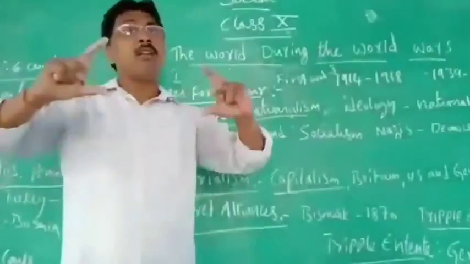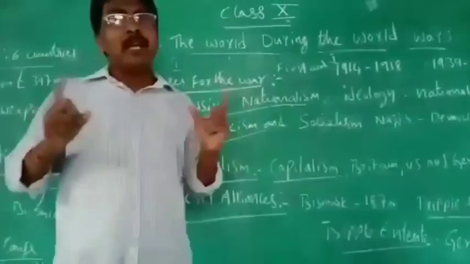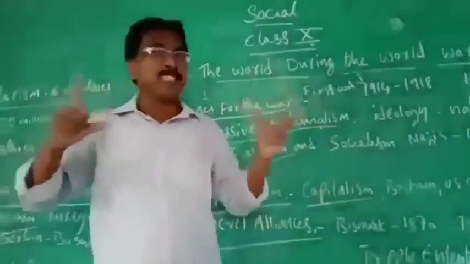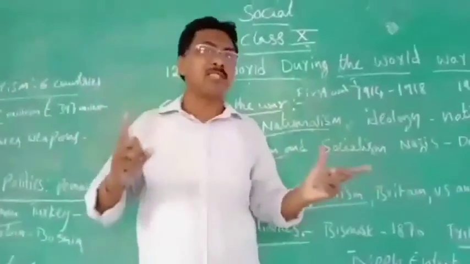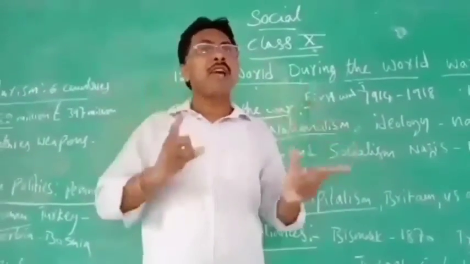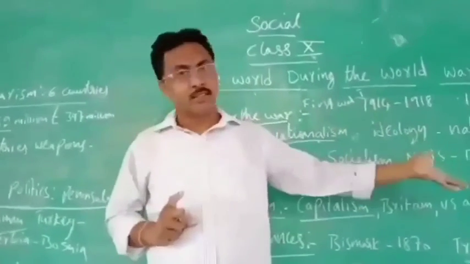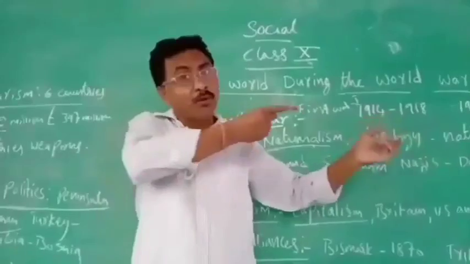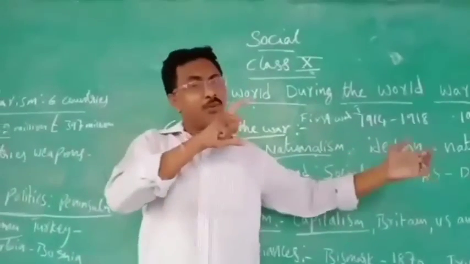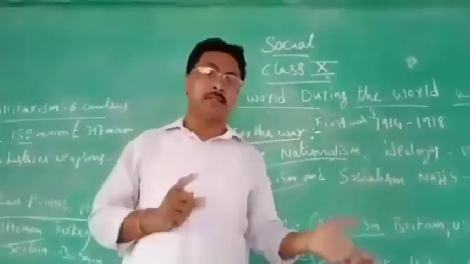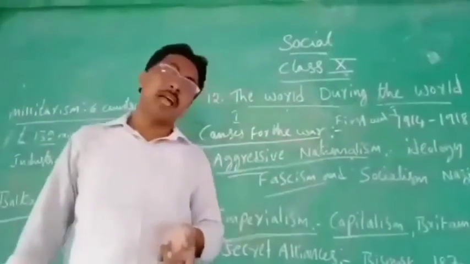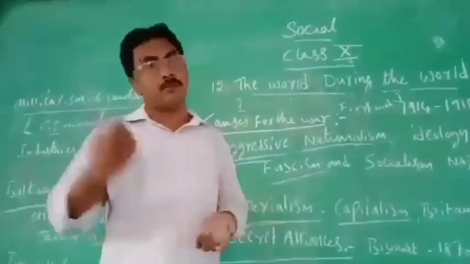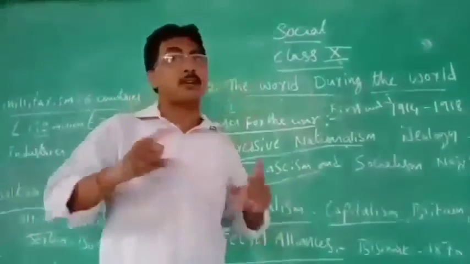We can call them Allied powers also. Allied powers means which countries? England, France, Russia, and Serbia is there, because England, France, Russia are giving support to Serbia. These four nations are called Allied powers. And the next one, Axis powers: Germany, Italy, Hungary and Austria are called Axis powers.